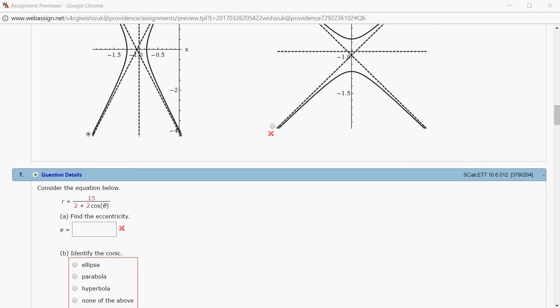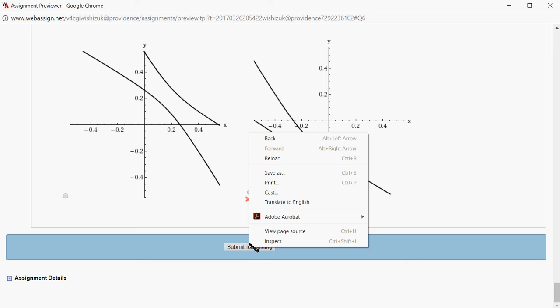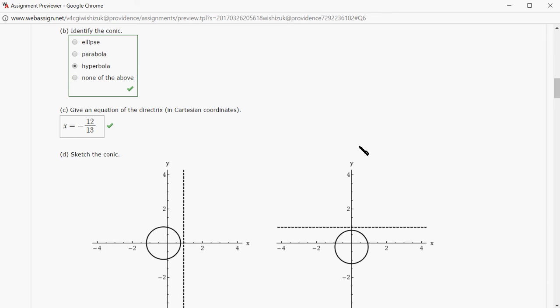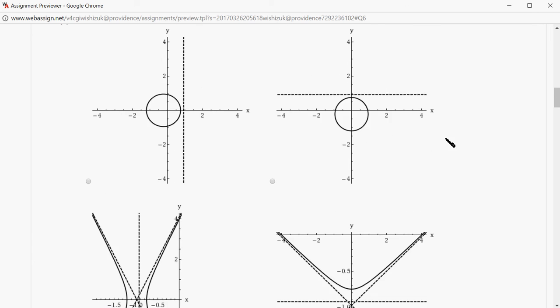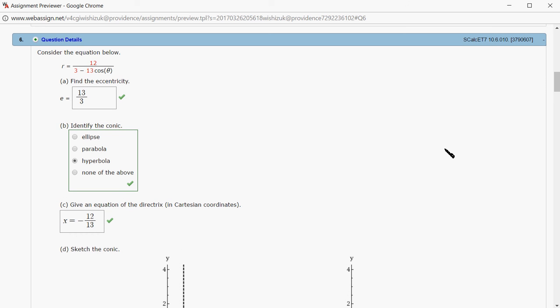Let's check the answer. Submit for testing. It came back and it looks like we have the right picture. And that's it. I hope that this was clear.